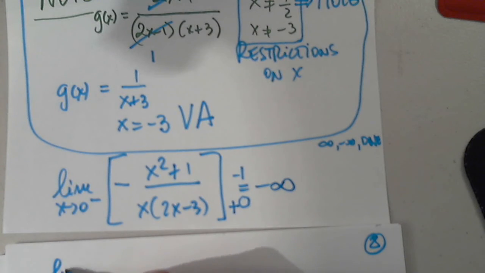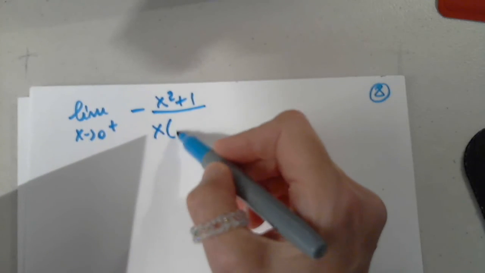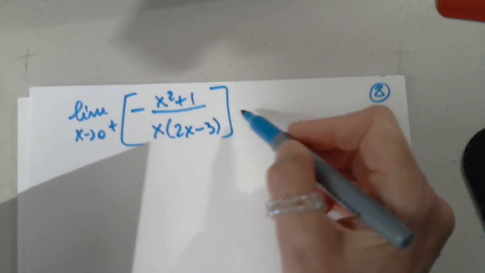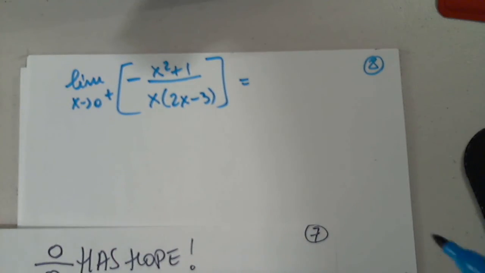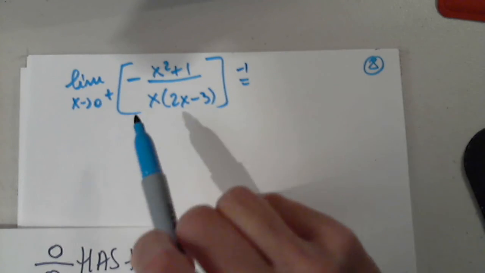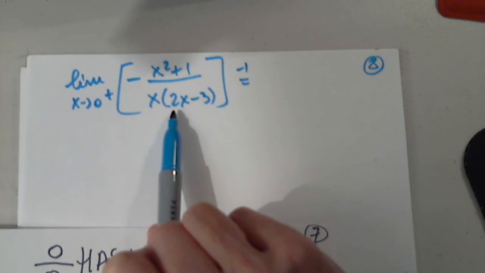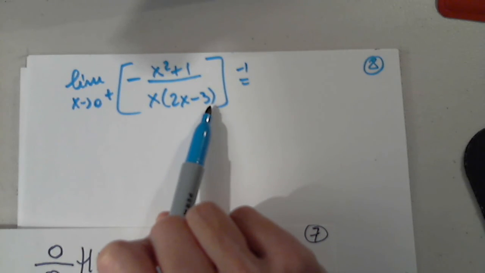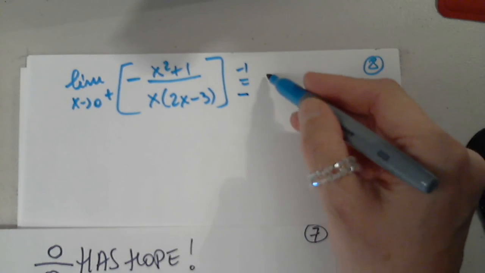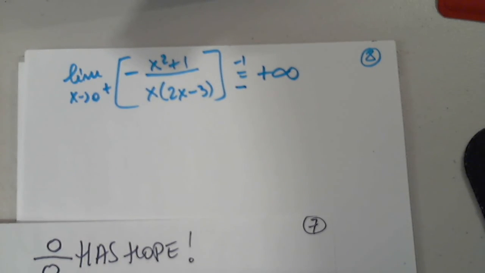In the same way, I determine the limit as x approaches 0 from the right of negative x squared plus 1 over x times 2x minus 3. And let's see what we get. Again, the numerator is still negative 1. The denominator, this is positive. This is negative though, because positive 0.1 minus 3 would be negative. So in this case, this is infinity. So we know the behavior of the function left and right of 0.